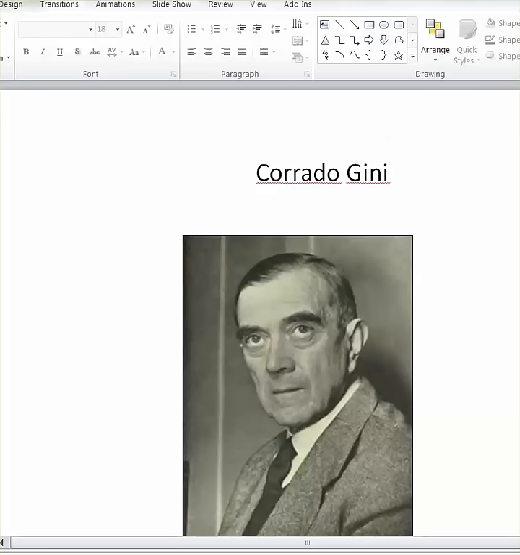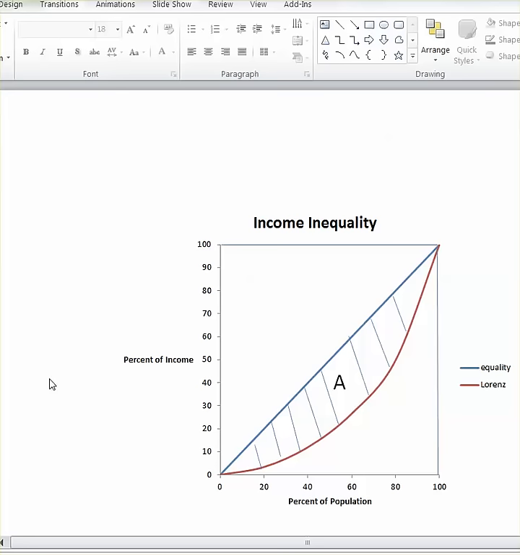This guy here is Corrado Gini. He's the guy that decided to summarize this function, the Lorenz curve, into an index that we can use. His idea was simply to take the area bound by the line of equality and the Lorenz curve and get a ratio of this area A to the area of this triangle that's described by the line of equality and down this side over here, this right triangle.